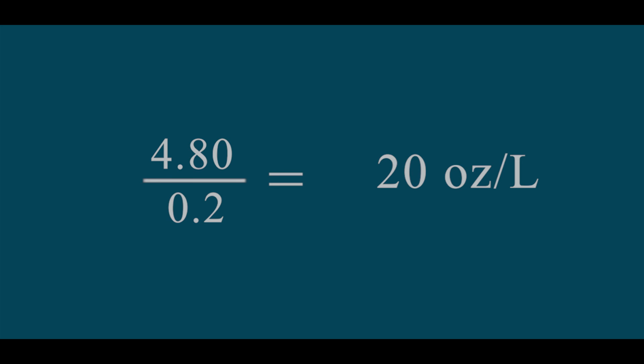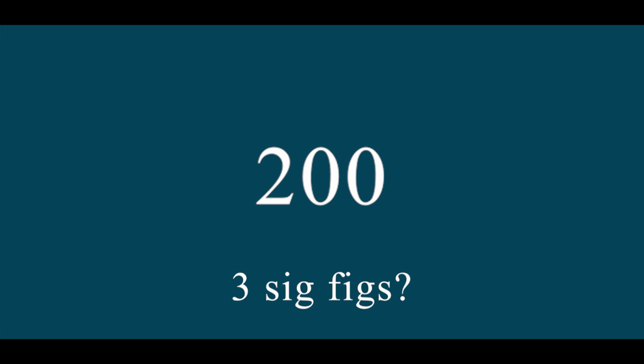Before we leave the world of sig figs, one small note. If I want a number like 200 to have 3 sig figs, we can indicate that the zeros are significant by placing a line above it.